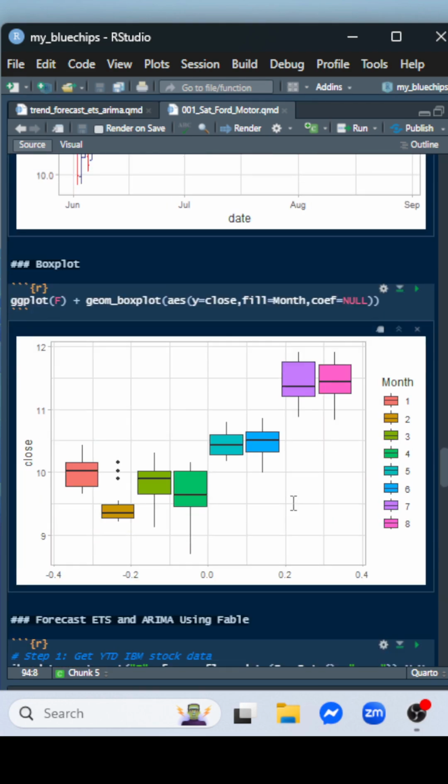The box plot, this is kind of interesting. Again, there's one block for each month, and the whiskers represent the minimum and maximum closing price for each month, okay? And there you have it.